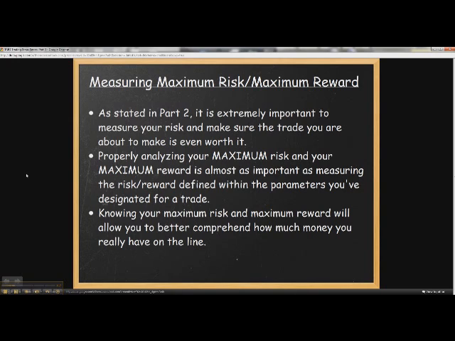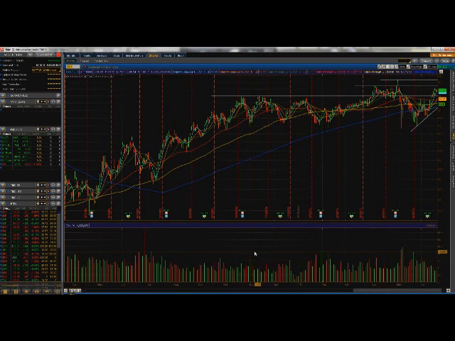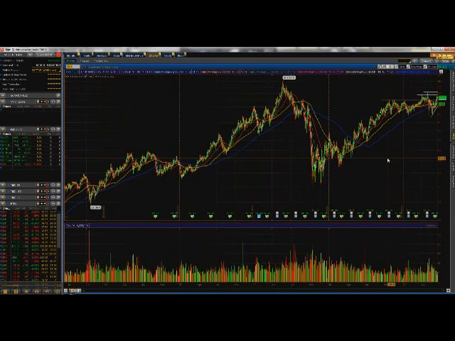Properly analyzing your maximum risk and your maximum reward is almost as important as measuring the risk-reward defined within the parameters you designated for a trade. What do I mean by that? Let's take a look at the parameters that we would set in Occidental Petroleum, ticker symbol OXY.